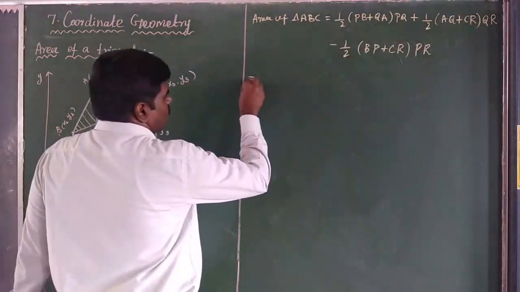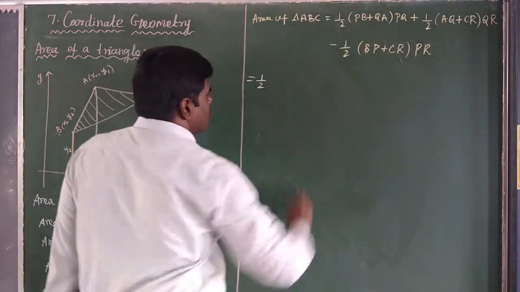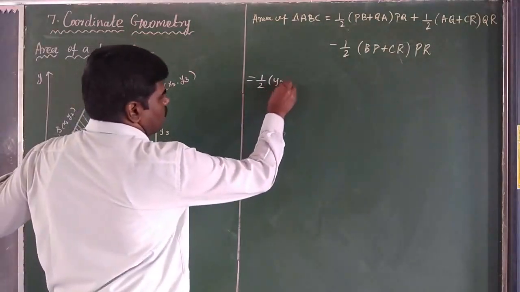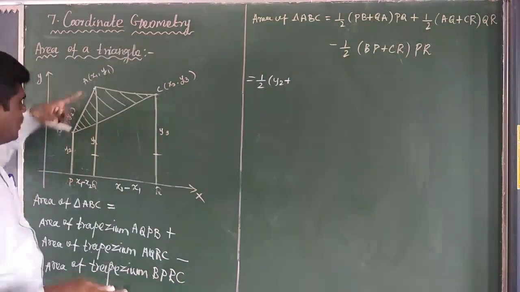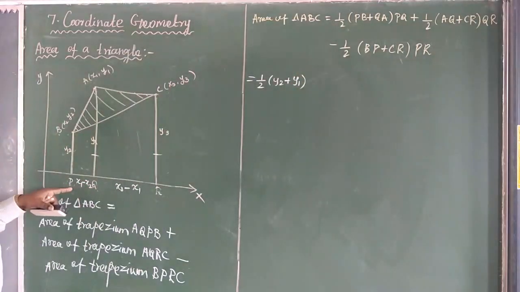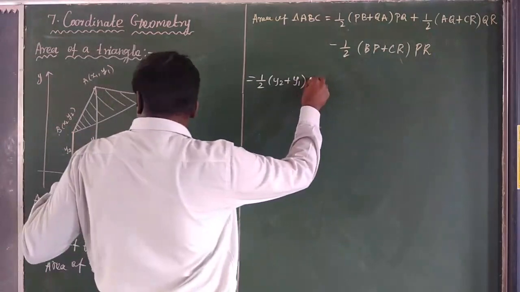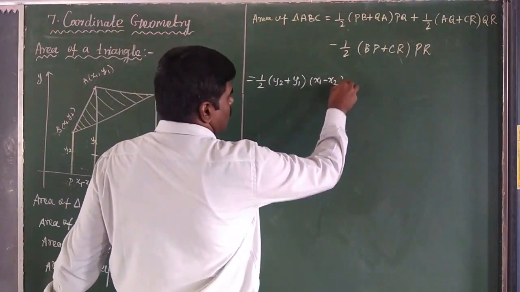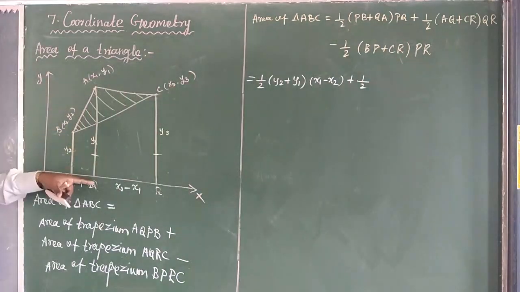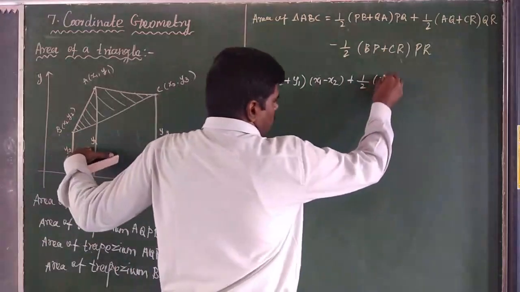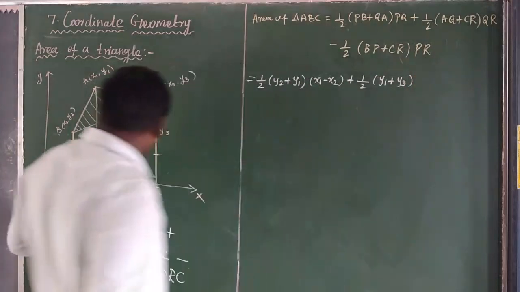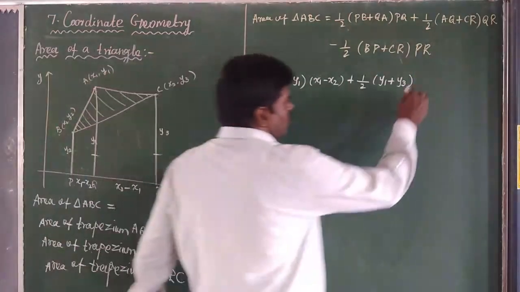First, 1/2. What is the distance of BB? Here, the BB distance is y2. Up here, y2 plus the QA distance is y1. This is y1 into BQ. The BQ distance is x1 minus x2. So here, x1 minus x2, plus the same, 1/2 AQ. What's the distance of AQ? That is y1 plus CR. CR is equal to y3. QR is equal to x3 minus x1.